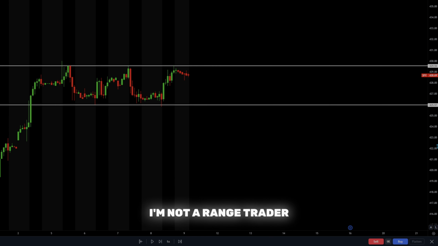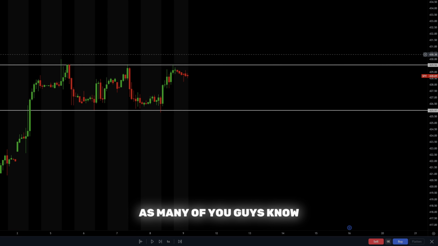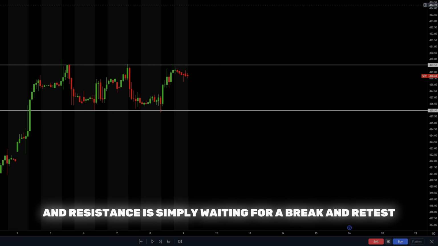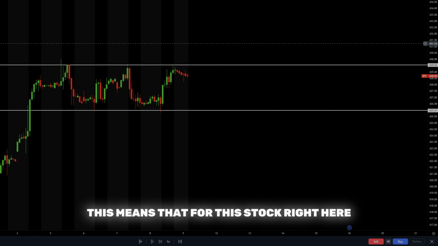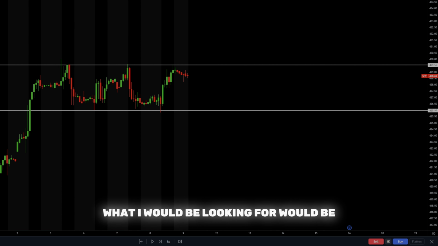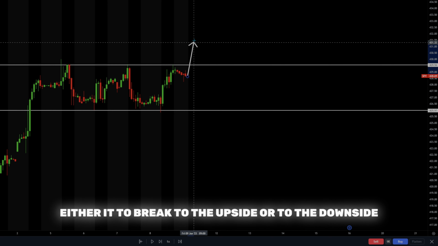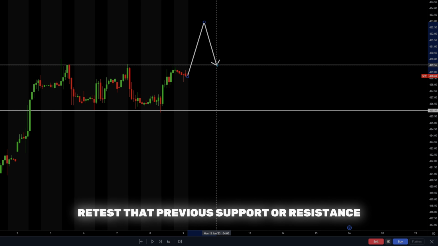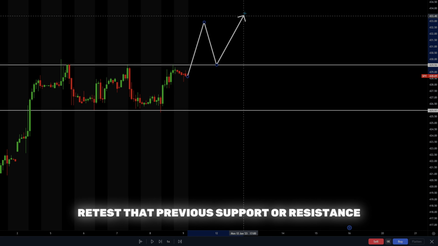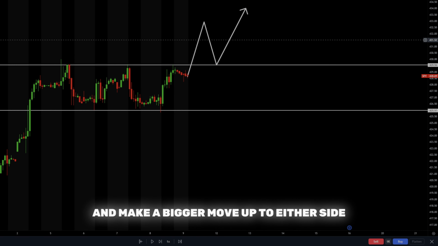Well, for us, I'm not a range trader, as many of you guys know. So the way I would use support and resistance is simply waiting for a break and retest. This means that for this stock right here, what I would be looking for would be either it to break to the upside or to the downside, and then simply retest that previous support or resistance and make a bigger move up to either side.